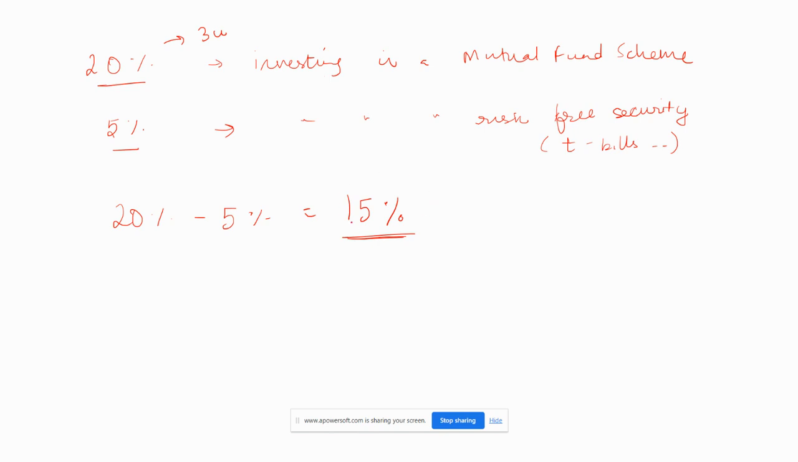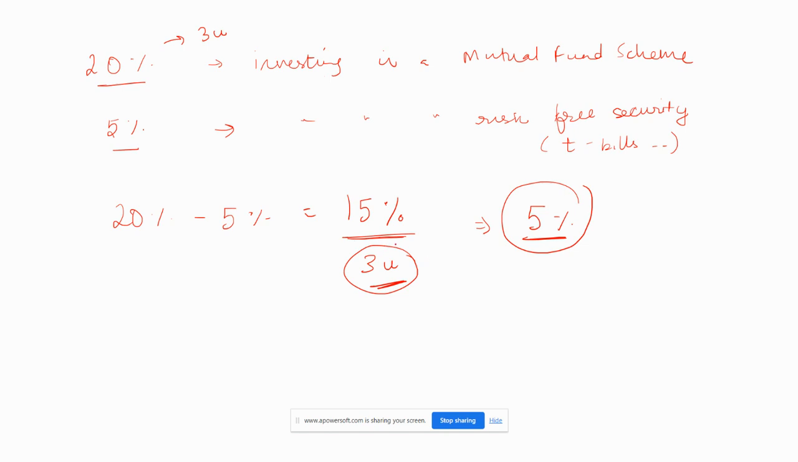Now, this is the total return that I generated. If I divide this by the total units of risk that I've taken, what I will get is per unit risk, how much returns I generated. So here it is 5%. This means for the 3 units of risk that I took, I generated an extra return of 15%, which means per unit risk, I generated 5% return.